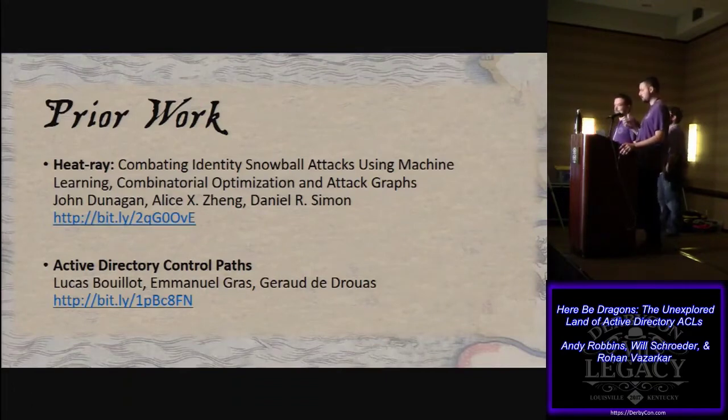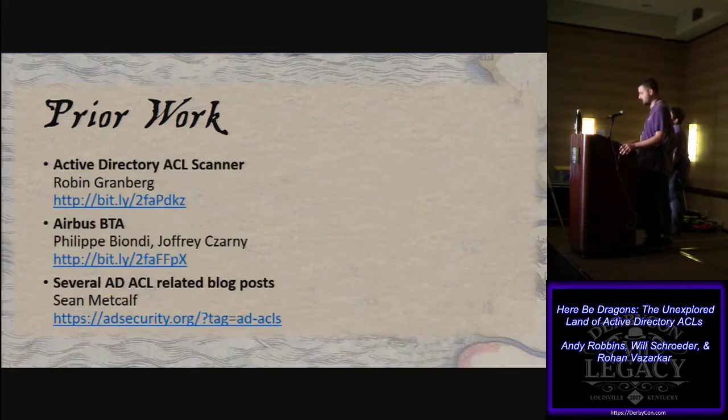Some prior work we want to acknowledge really quick. The HeatRay project from Alice Jung and John Dunnigan at Microsoft. Active Directory Control Paths by Luca Bouillon and Emmanuel Gras. These two projects were very, very heavy influencers for the Bloodhound project at large. Active Directory ACL Scanner by Robin Granberg. Airbus BTA by Philippe and Joffrey. I'm not going to try saying their last names. And then, of course, no Active Directory security talk is complete without mentioning Sean Metcalf.